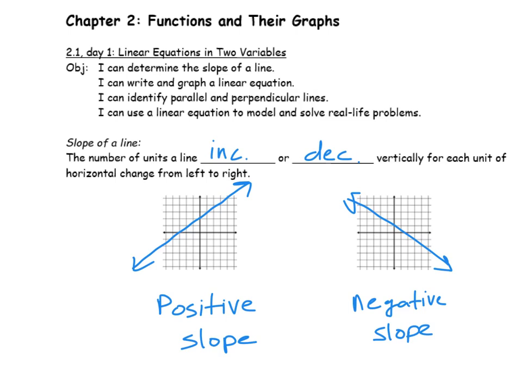Okay, so if you wanted to make the connection here, a positive slope, that's this case right here. The number of units the line increases for each unit of horizontal change from left to right, because that's really saying, a horizontal change from left to right, that's x increasing. And if y is decreasing as x increases, we'd say it's a negative slope.